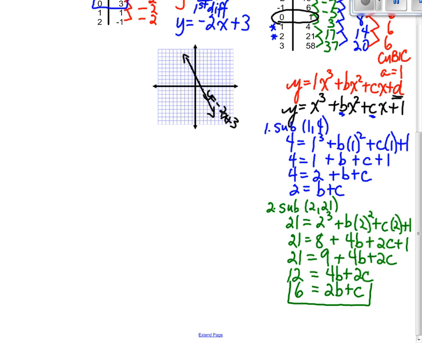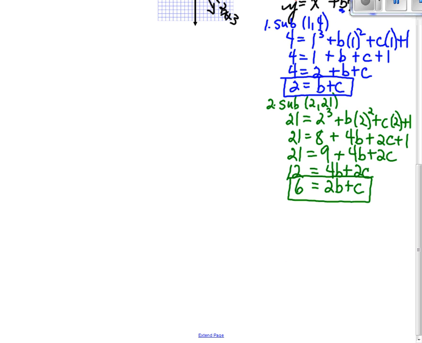That is as simple as I can get an equation coming from substituting the point that I know and another point that I know, and I have 2 equations and 2 unknowns. So from grade 10, we know how to solve those. I keep making this page smaller. But if I have the equation 2 equals b plus c and 6 equals 2b plus c, then I can either use substitution or elimination to get rid of one of the variables. Call that equation 1 and that equation 2.